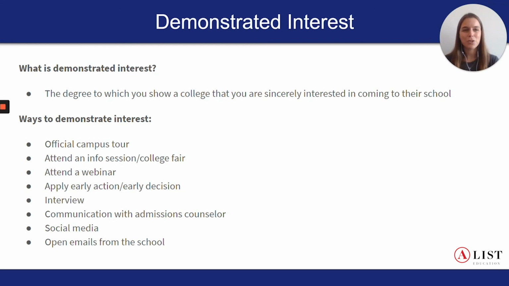You can attend an official college tour, or an online webinar or an online tour, attend an info session at your school, or talk with an admissions counselor at their booth at a college fair, apply early action or early decision, do an interview, whether it's with an alum, a student, or an admissions counselor, speak directly with an admissions counselor at an information session, a college fair, or via email, follow the school on social media, and finally, open all emails from the school.